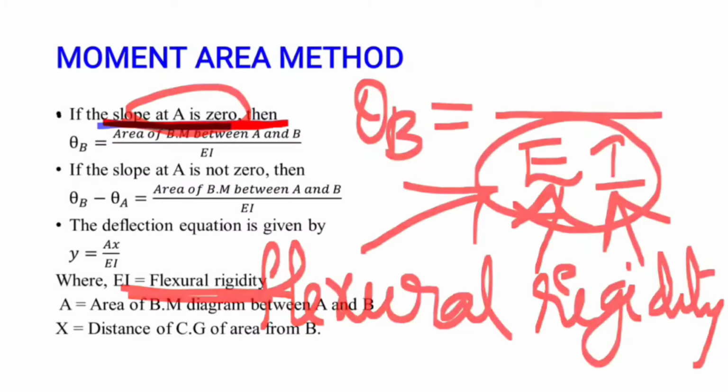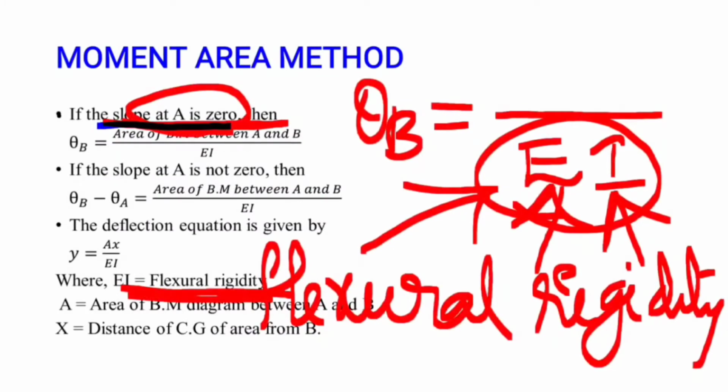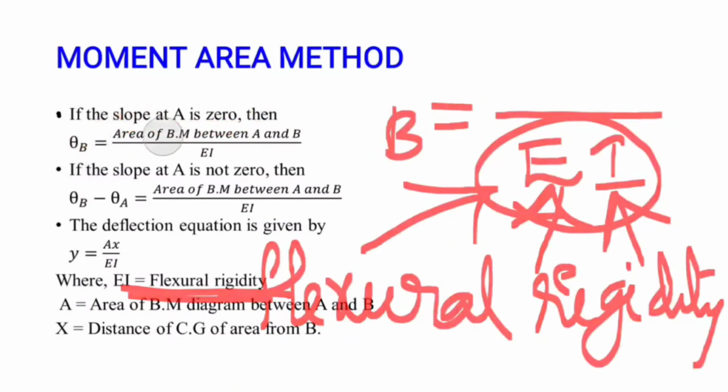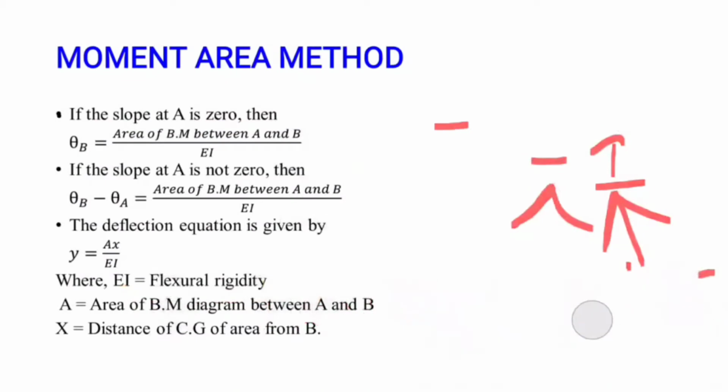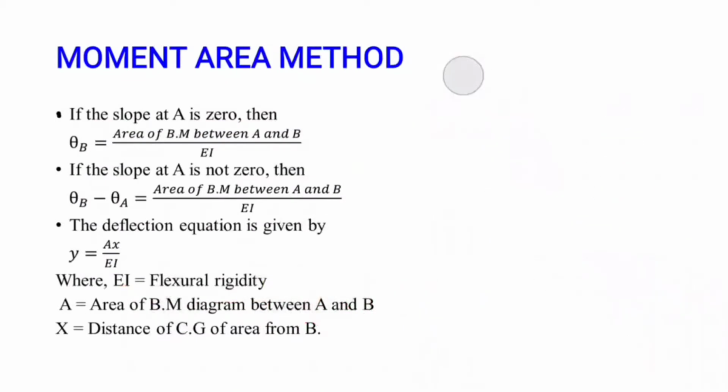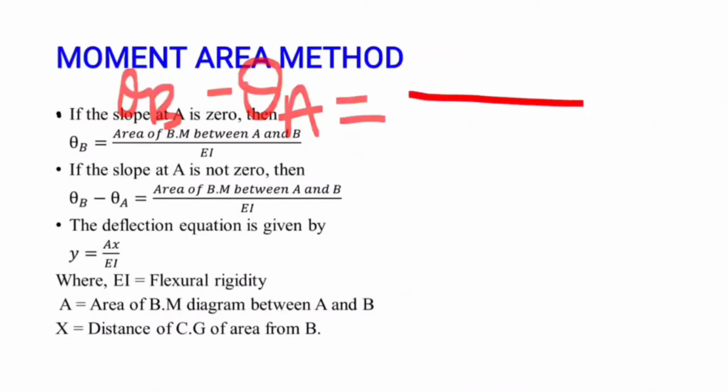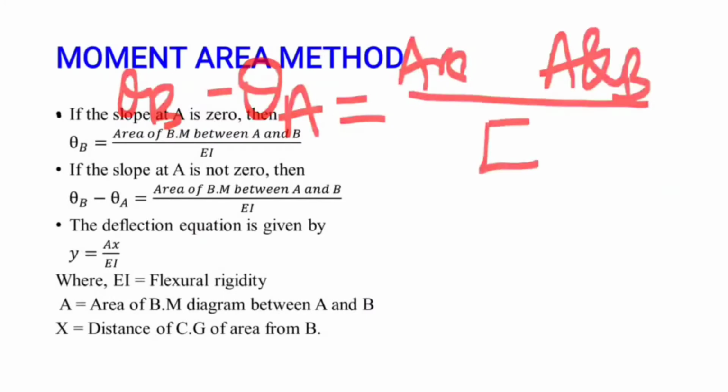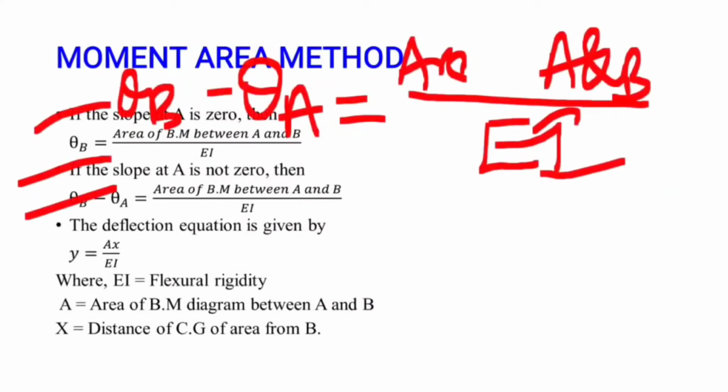If the slope at A is 0, this is the formula. If the slope at A is not 0, then the formula changes to theta B minus theta A is equal to area of bending moment diagram between A and B divided by flexural rigidity. This is the slope. But in our study, slope is not important. We just calculate the deflection. That is the syllabus we have for the APPSC AE examination.